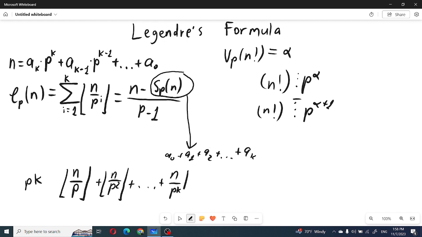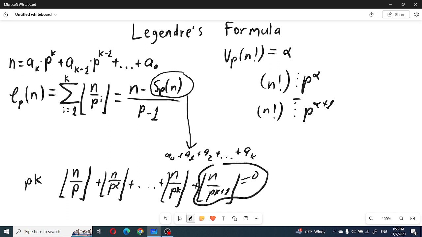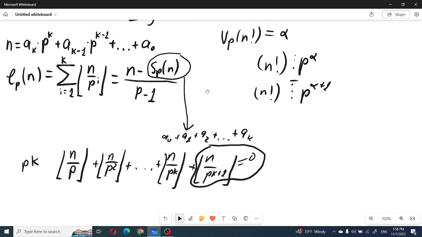Because we know that the representation of n in terms of p powers has highest power p to the k, floor of n over p to the k plus 1 must be 0. So we don't need to continue this process. So the exact formula will be floor of n over p plus floor of n over p squared up to floor of n over p to the k. And now we show that (n minus sp of n) over (p minus 1) equals this number.